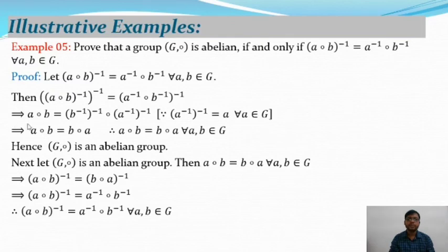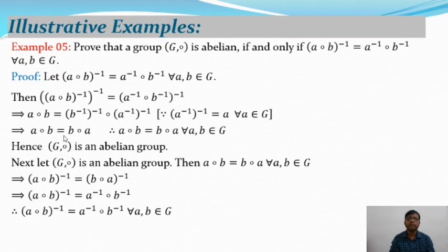Okay. So this is equal to (B⁻¹)⁻¹ ∘ (A⁻¹)⁻¹. And you know that (A ∘ B)⁻¹ = B⁻¹ ∘ A⁻¹, and this is a theorem in group theory. So from this, you know that (B⁻¹)⁻¹ is equal to B and (A⁻¹)⁻¹ is equal to A. So that means A ∘ B = B ∘ A for all A belongs to G. That means (G, ∘) is an abelian group.